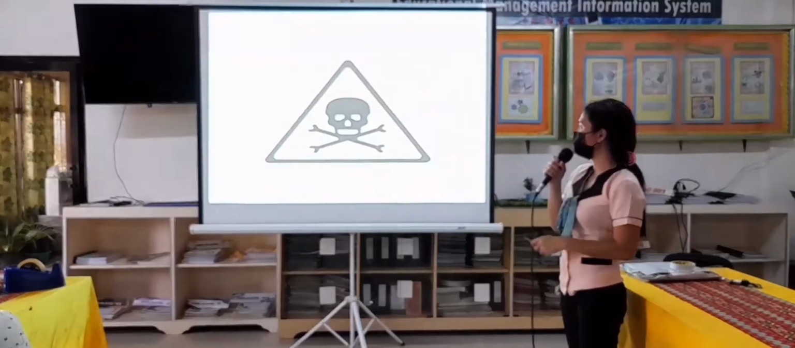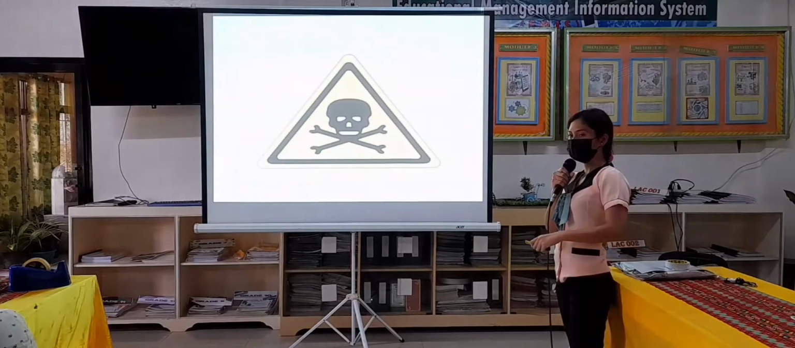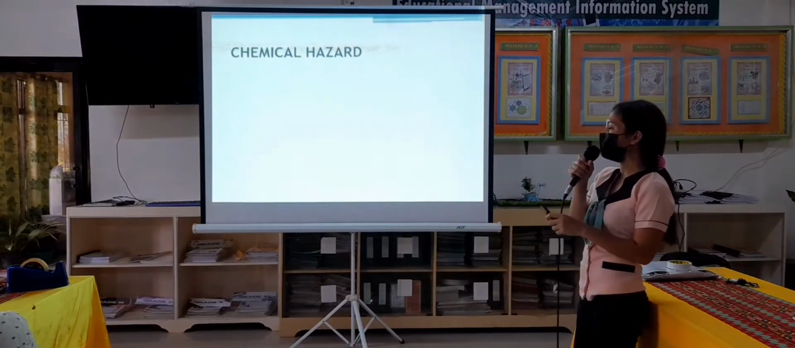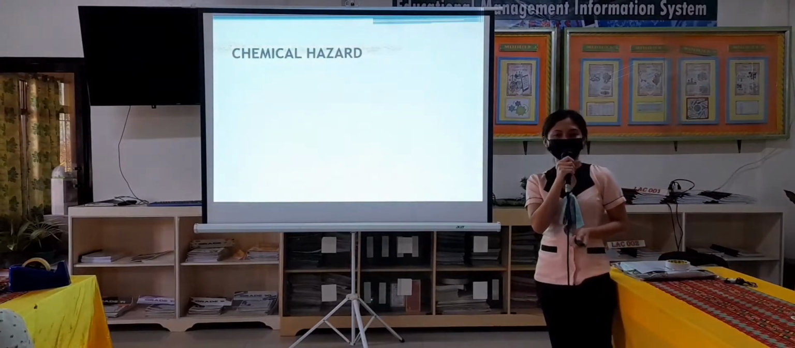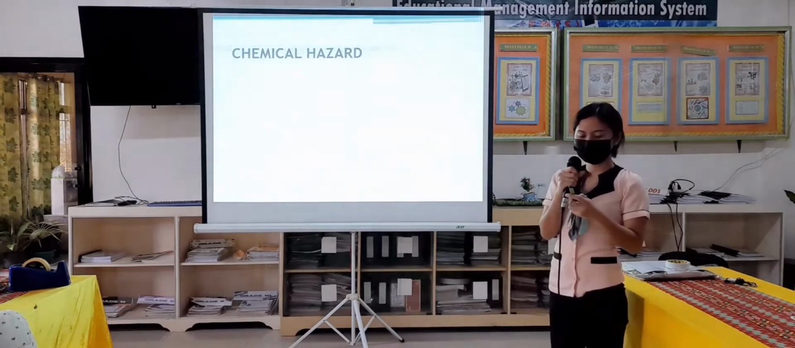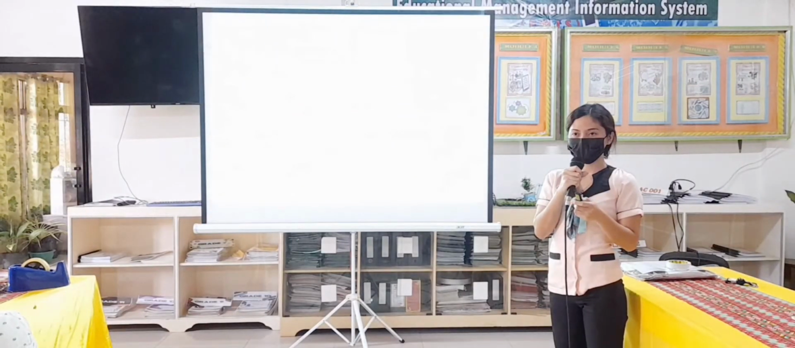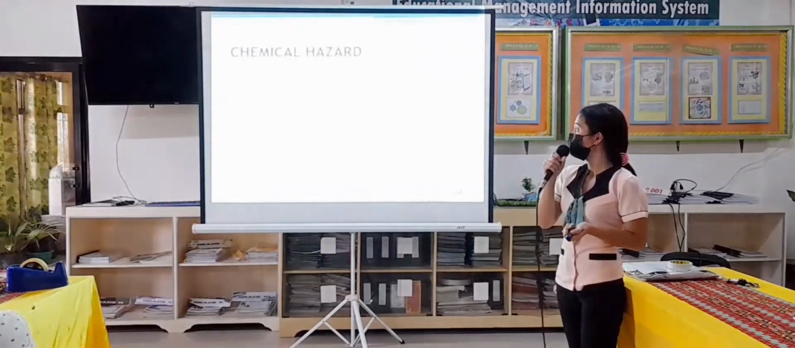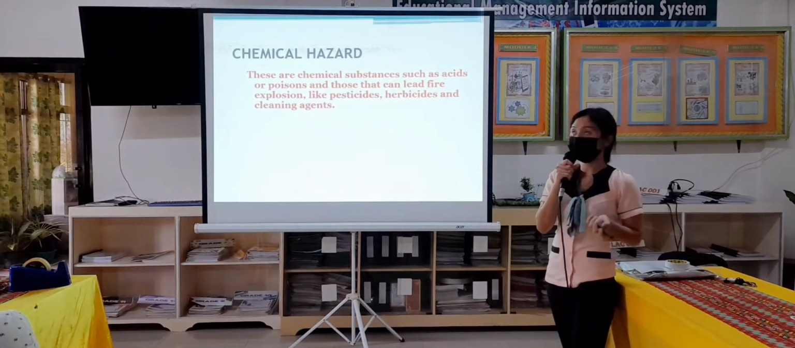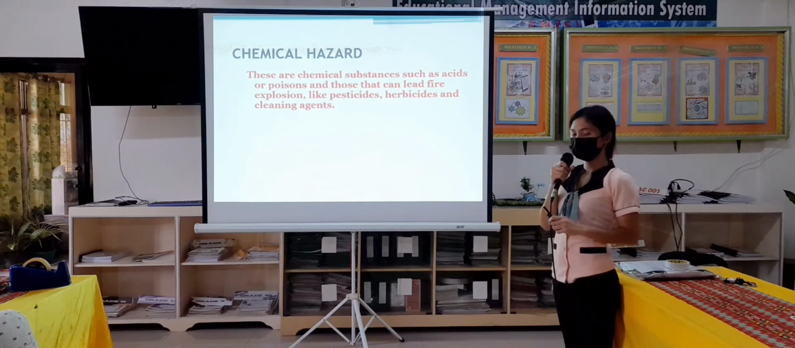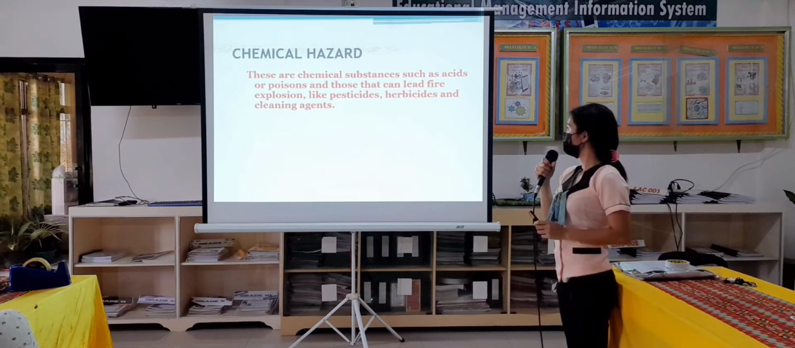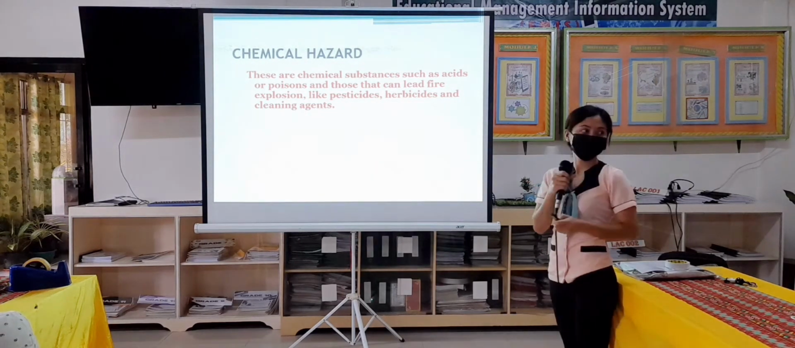So next, what signage is this? Yes, Miss CJ? Chemical hazard, ma'am. Yes, correct. It is chemical hazard. So what are chemical hazards? Yes, Miss CJ? Chemical hazards like acids and other caustic substances. Very good. Miss Nelmarie, kindly read. Chemical hazards are chemical substances such as acids or poisons and those that can lead to fire or explosion, like pesticides, herbicides, and cleaning agents. So, thank you.